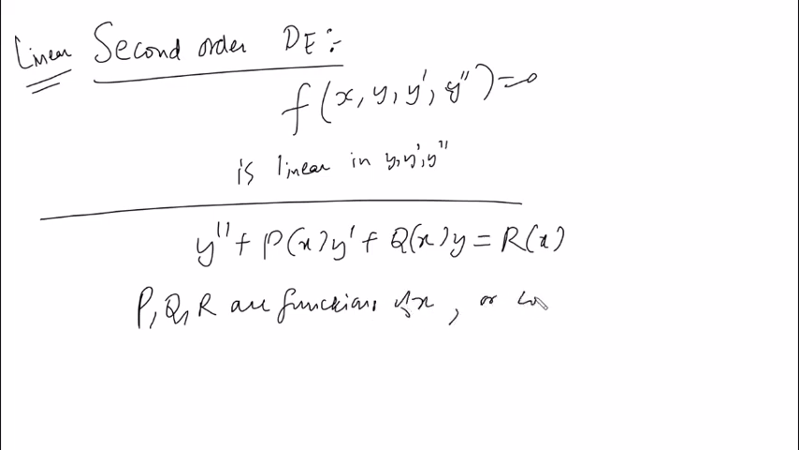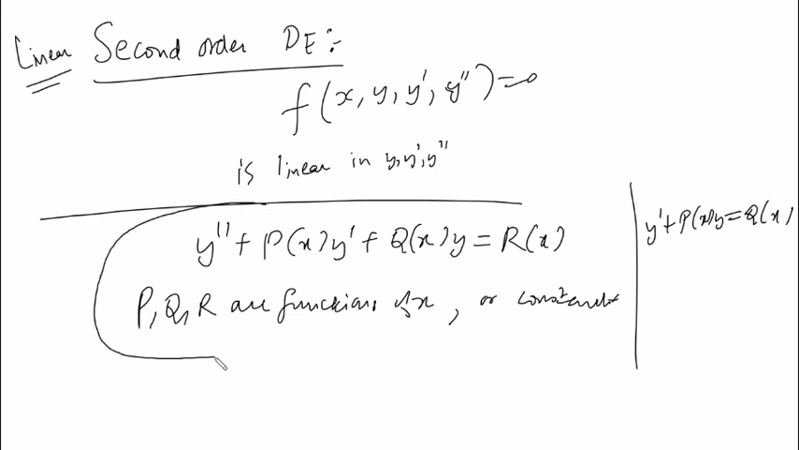or obviously constants are also allowed. They can be constants also, but they cannot be functions of y. So you can see it is analogous to the Leibniz type of first order. So now we are going to focus on this one.